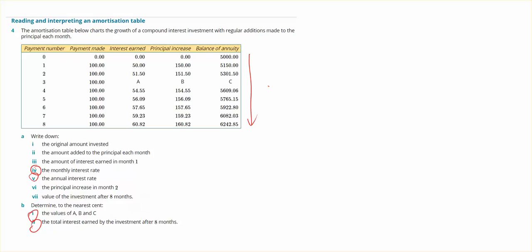This is for Year 12 Further Maths. We're going to look at exercise 9G question 4. And we're given an amortization table. And you notice something interesting about this table. The value of the investment or the annuity increases.